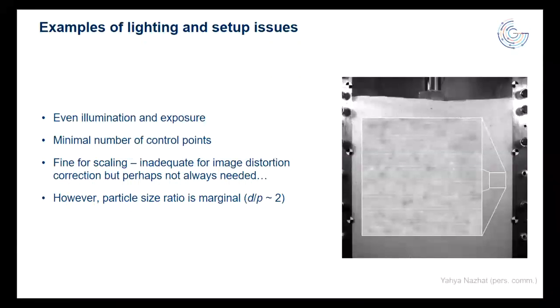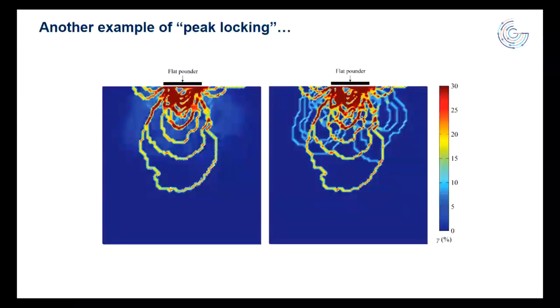However, the big issue here is he's taken a picture of the whole model. And because of the size of his sand grains, the D on P ratio was marginal. It's pretty much exactly 2. And when he used the old classical GeoPIV algorithms back in the day, we got peak locking problems. And so here's another example experimentally of that peak locking issue. The displacement's biasing to integer pixel values. And when you take derivatives of the displacement fields, you get these funny strain fields.